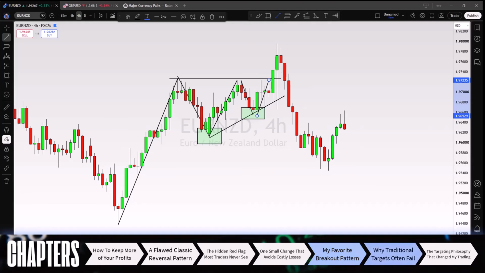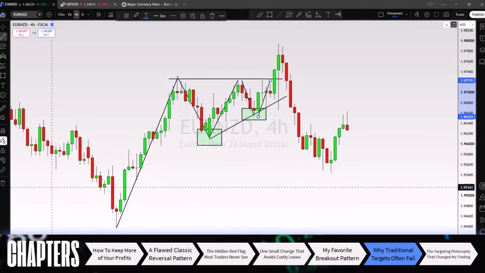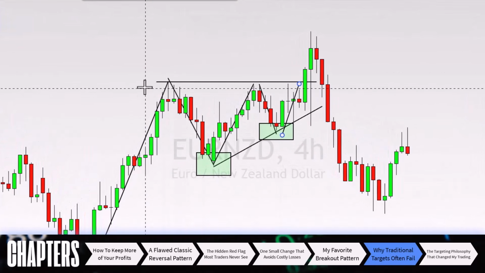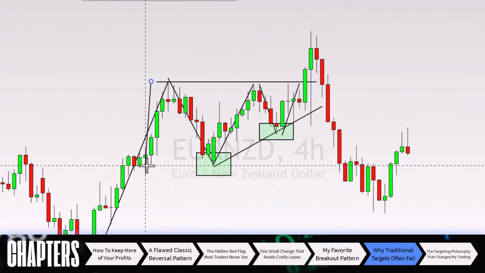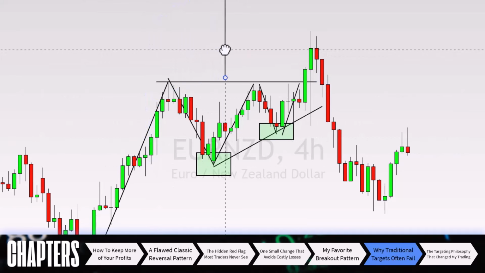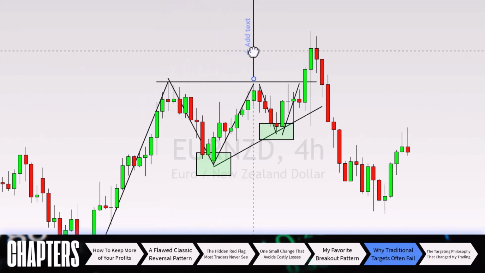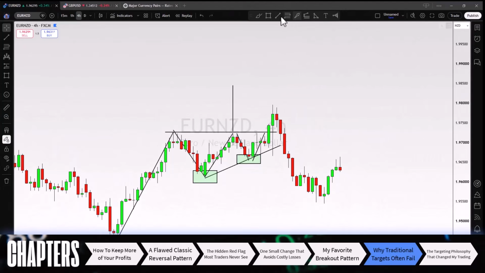You see, one of the traditional ways of placing targets off of these type of patterns is taking the range of the pattern. We're going to ignore the flagpole for this example, but the range of the consolidative part of the pattern and then adding that to the high. So what I want to do is take the length of my highest high right here and drag that move down to the lowest low right there. And then what I would do is project that equal length breakout to the upside, giving me a profit target right up here.